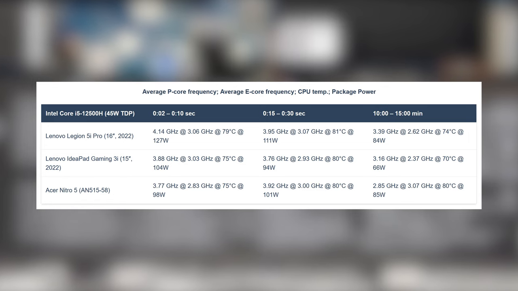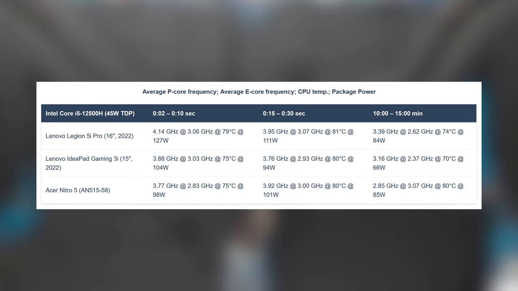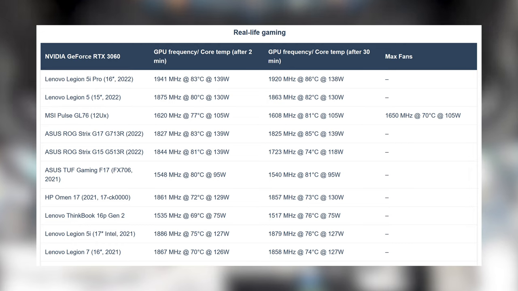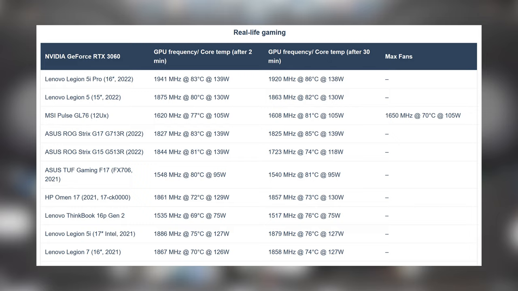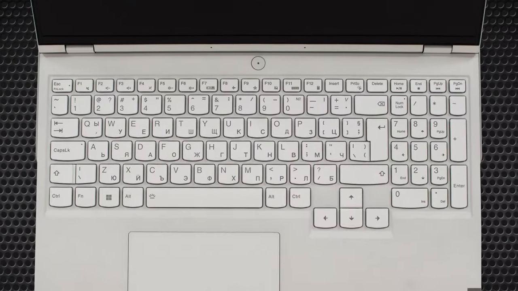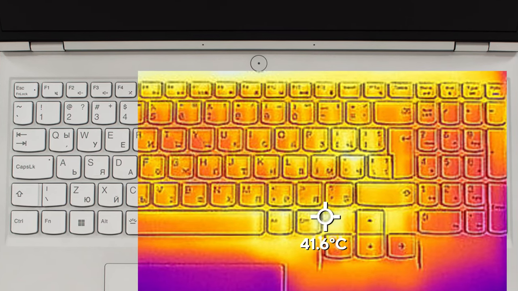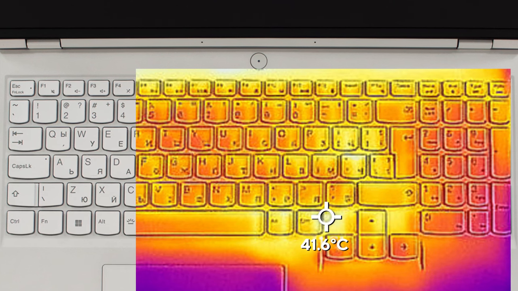It went way above the 45 watts power limit, with our test recording 84 watts after 15 minutes of a torturous workload. The GPU gets a bit hotter than the CPU, getting close to the 140 watts TGP and going above 1900 MHz even after the 30-minute mark. In terms of comfort, the middle of the keyboard reached 42 degrees Celsius, which is pretty great, compared to last year, which was 10 degrees Celsius hotter.